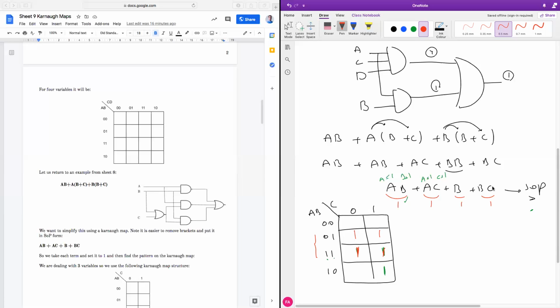The last one, BC, means that B should be 1, C should be 1. B is 1 here, C is 1, I'm talking about these two. B is 1, as you see, these two rows, and C is 1, only these two columns.